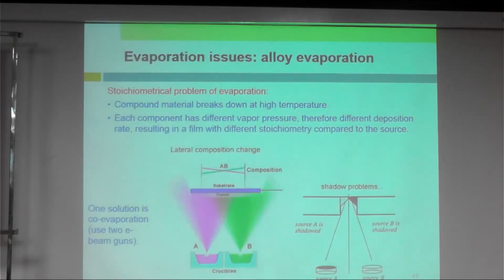So, for the stoichiometrical problem of evaporation with compound material, if you want to have an alloy deposited, normally we deposit a single material, let's say iron, gold, nickel, etc. But in case you want to have an alloy, then we might use two different materials to form an alloy. But in this case, you can see that the problem is a shadow problem, that you might not be able to have a good deposition of alloy if you have two different sources.